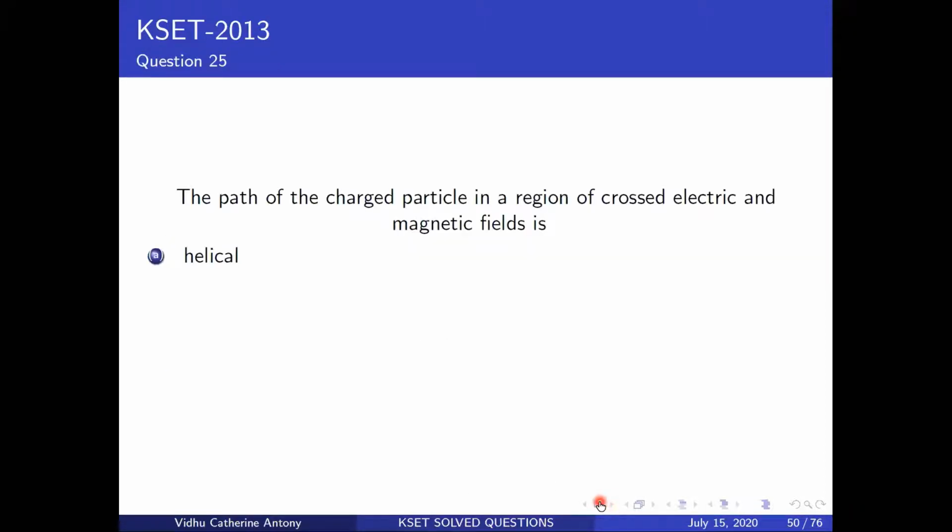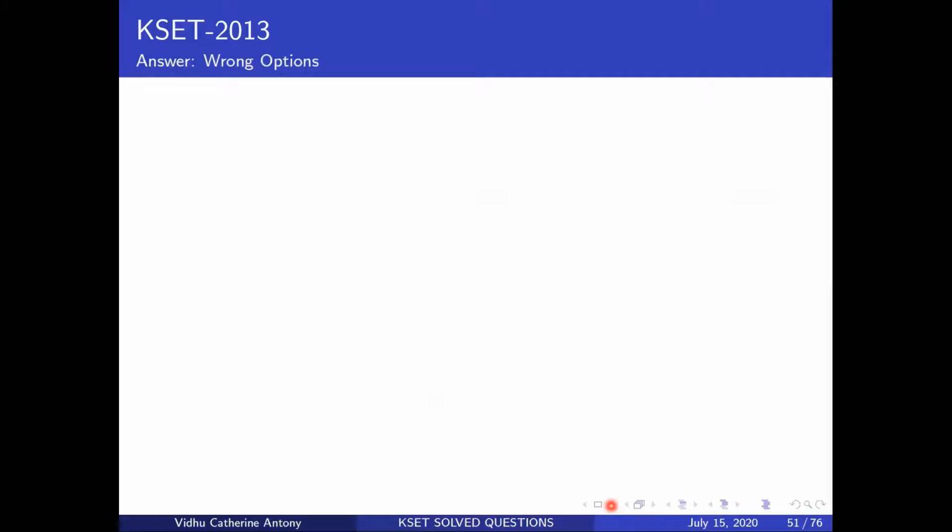Okay, so let's move to the next question. The path of a charged particle in a region of crossed electric and magnetic fields: is it helical? Is it hyperbolic? Is it parabolic? Is it circular? This is a question that has all wrong options. I mean, the question is not wrong, but the options are wrong. So let me move on to this.